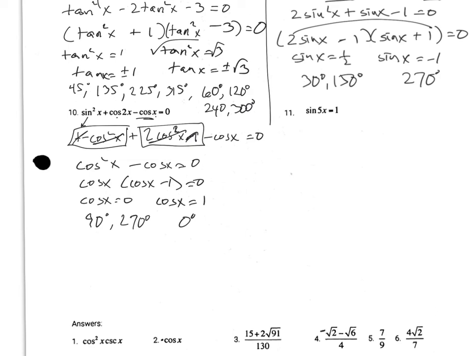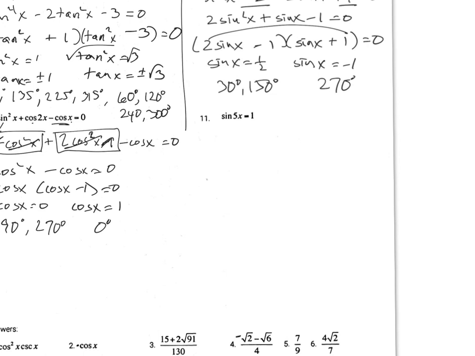All right, now this last kind is when we have a number in front of the angle. So the first thing you do is you multiply your domain by this number right here, 5. So 0 times 5 is 0. 360 times 5, 1,800 degrees, which means we're going around 5 times. Holy cow. So now we're looking for the sine of what equals 1. There's only one answer, and that's 90 degrees.